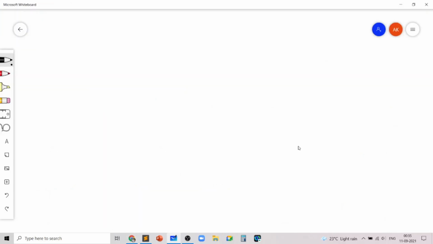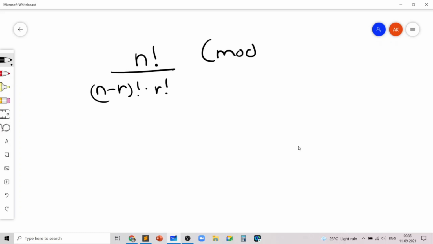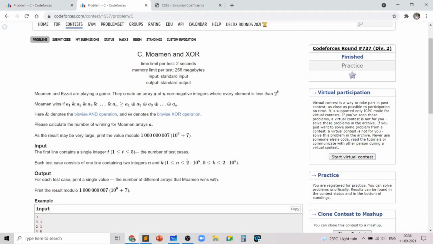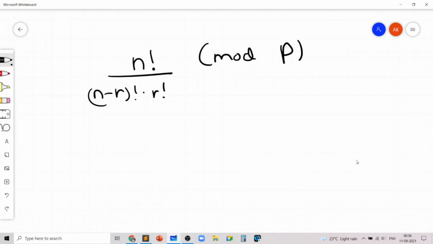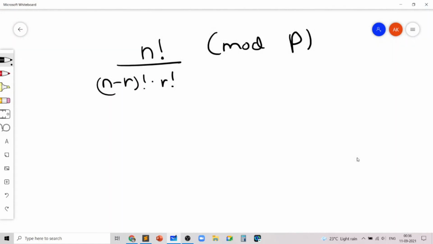So basically the binomial coefficient nCr is given by the formula n factorial divided by (n minus r) factorial times r factorial. And notice we always take this number modulo 10 to the power of 9 plus 7. So let's say it's modulo some prime number p, where p is either 10 to the power of 9 plus 7 as in this problem, or another prime number. We are assuming that p is a prime number for an important reason which I'll mention later in this video, and we need to compute this efficiently.